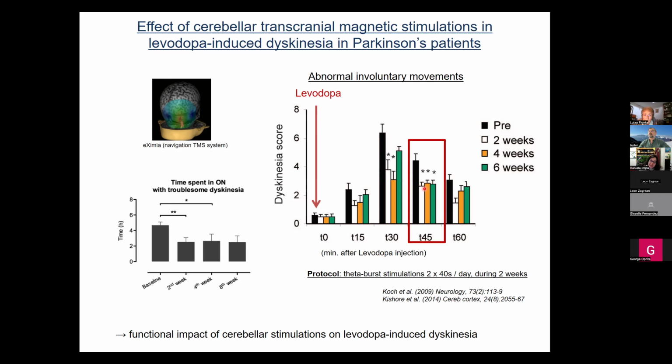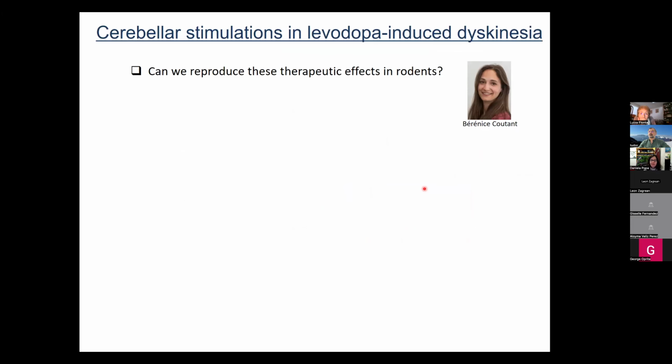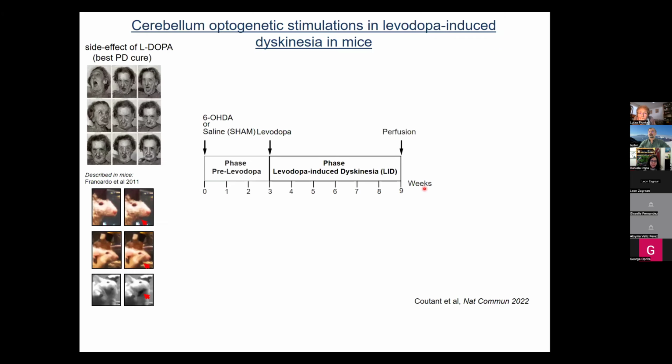And we were inspired by these studies because we think that in animals we can be more invasive and we can really test if we can propose something that can work better than for patients. And this is what we did with Berenice during her PhD. So we asked if we can reproduce these therapeutic effects in rodents. And for this, we looked at one side effect of levodopa, specifically the oral lingual dyskinesia that we can see here in humans, and it's something that we can also see in mice.